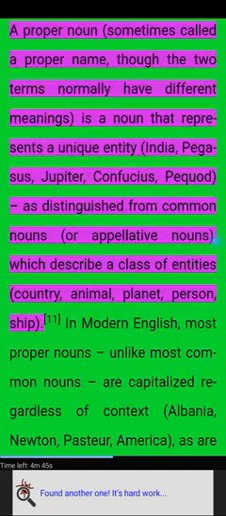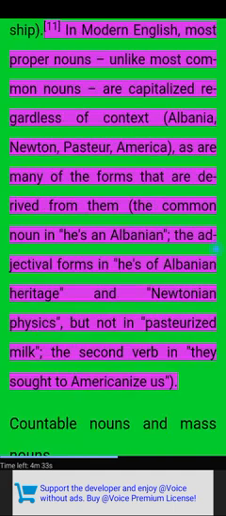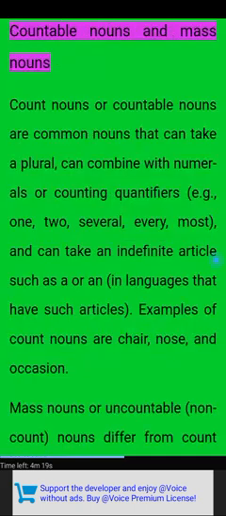Proper and common nouns. A proper noun, sometimes called a proper name, though the two terms normally have different meanings, is a noun that represents a unique entity: India, Pegasus, Jupiter, Confucius, Pequot, as distinguished from common nouns or appellative nouns which describe a class of entities: country, animal, planet, person, ship. In modern English, most proper nouns, unlike most common nouns, are capitalized regardless of context: Albania, Newton, Pasteur, America, as are many of the forms that are derived from them, the common noun in, he's an Albanian, the adjectival forms in, he's of Albanian heritage, and, Newtonian physics, but not in, pasteurized milk, the second verb in, they sought to Americanize us.